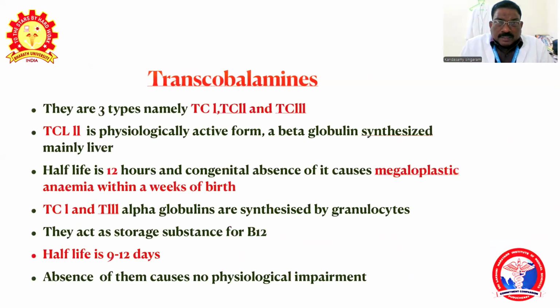Now let's see the transport protein, so-called transcobalamin. There are three types of transcobalamin: transcobalamin 1, transcobalamin 2, and 3. Transcobalamin 2 is the physiologically active form. It is a beta globulin synthesized mainly by the liver. Half-life is 12 hours. Congenital absence of it causes megaloblastic anemia within a week of birth.